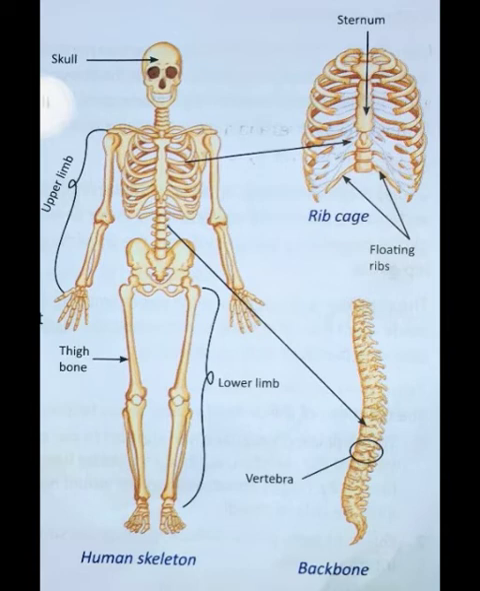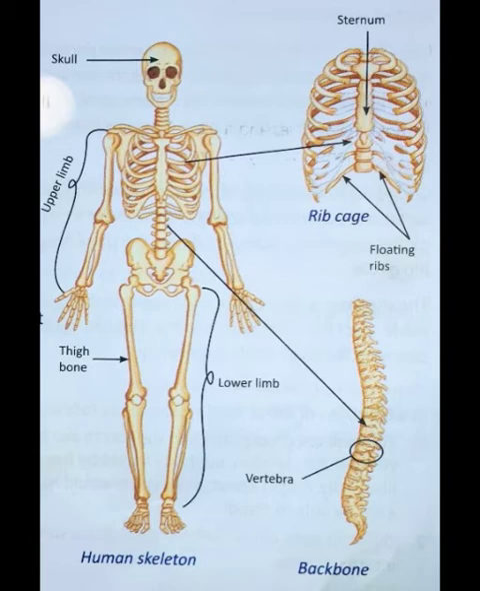Look at the picture given. First picture is a human skeleton. What is skeletal system? The skeletal system is a framework of bones that gives support to our body. There are 206 bones in an adult human skeleton. How many bones in our human body? Do you know? There are 206 bones in an adult human skeleton.